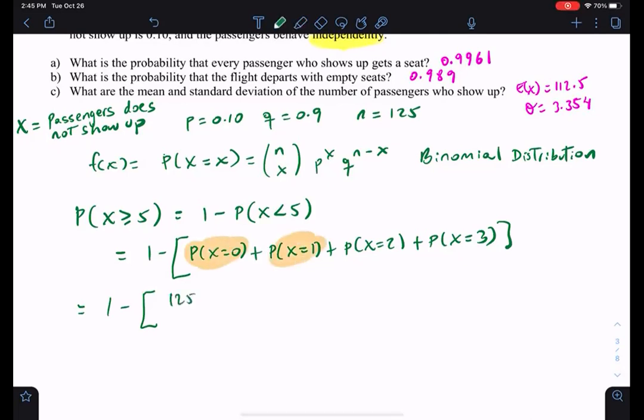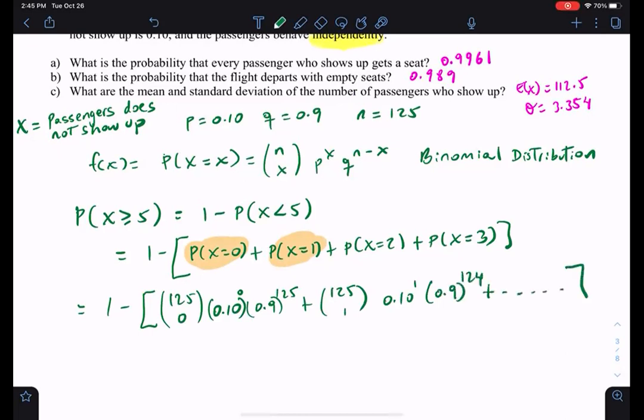So this is 125 choose 0, success is 0.10 to the 0, failure means 0.9 to the 125. And then plus 125 choose 1, 0.10 to the 1, 0.9 to the 124, and so on and so on. So you need to put this in the calculator because it takes a lot of time to do by hand. So if you go to the calculator, you will do this.